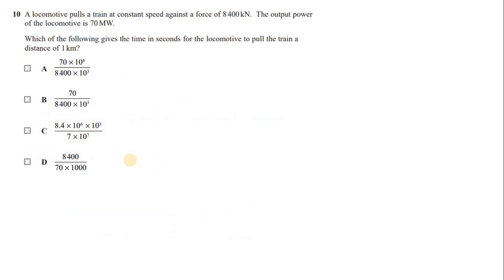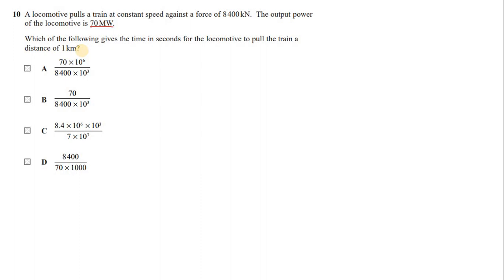Question number 9. A locomotive pulls a train at constant speed against a force of 84,000 newton. The output power of the locomotive is 70 million watt. Which of the following gives the time in seconds for the locomotive to pull the train a distance of 1 kilometer?